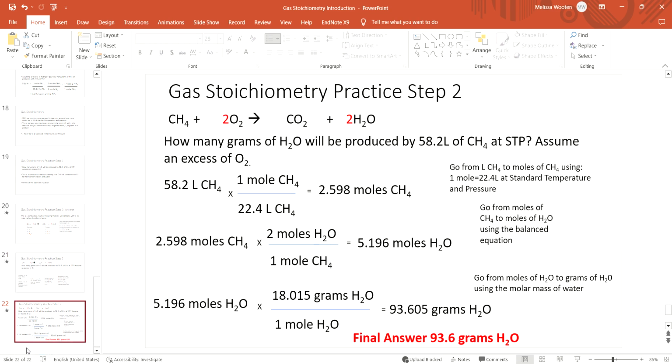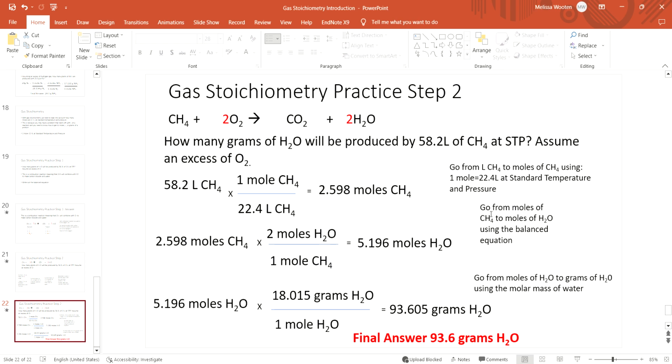Okay. So here, we're going to use that conversion factor. We have to get from liters to moles. So in 1 mole at standard temperature and pressure, there are 22.4 liters. Okay. And so when we multiply that across, your liters are going to cancel and you're going to get moles of CH4. At this point, now it's just regular stoichiometry.